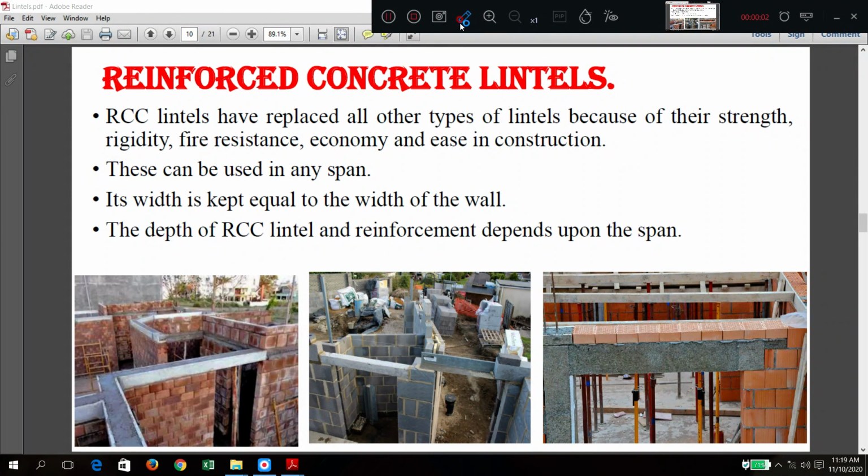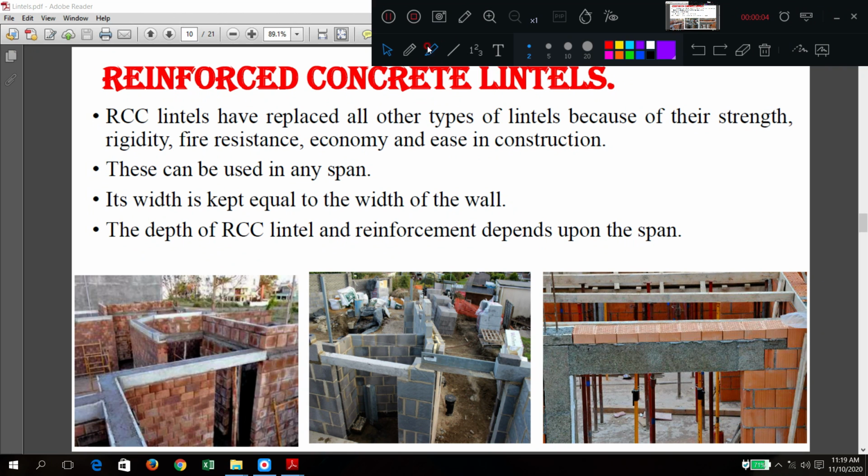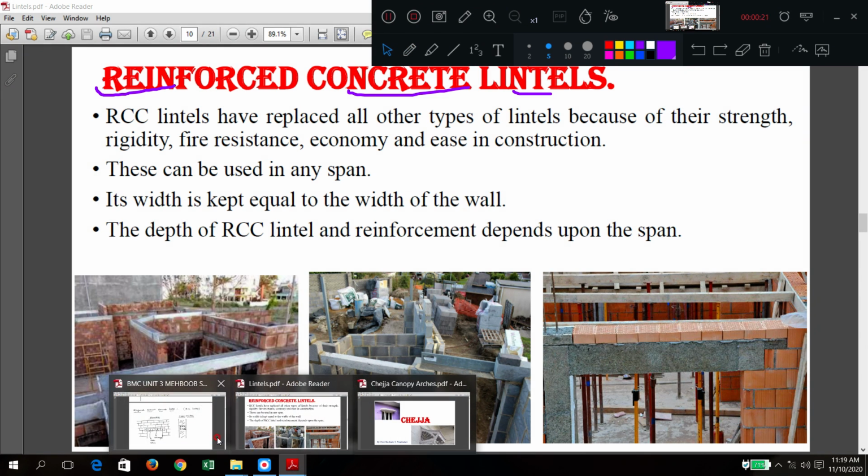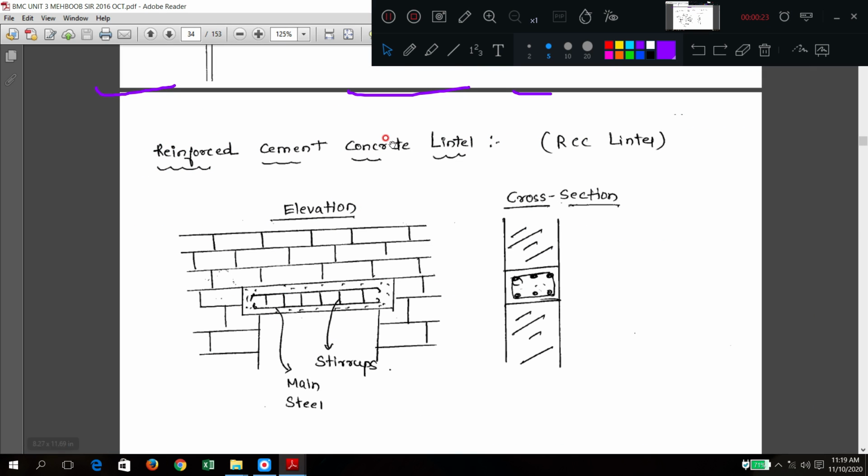Good morning, everyone. Today, we will continue with the discussion of RCC lintel, that is reinforced concrete lintels. So, we will discuss some further points on these RCC lintels. In the previous class, we have seen the schematic diagram. Okay, this diagram we have seen. I hope you are remembering this one.